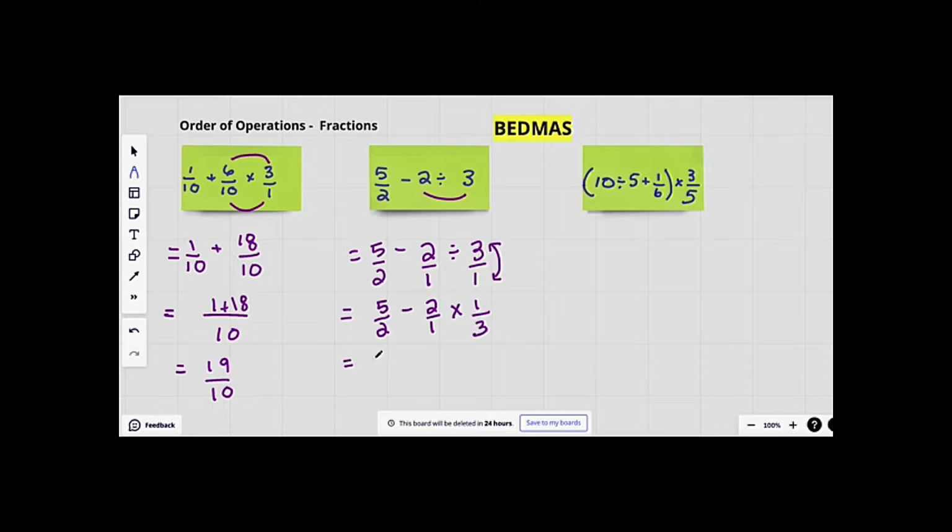So we go to the next step. We can now multiply the 2 times the 1 and the 1 times the 3, which becomes 2/3. Perfect. Now we continue with our subtraction, and we notice this time that our denominators are not the same. In order to get the denominators the same, we want to find a common denominator. What is a number that we can see in the 2 times table and in the 3 times table? It is 6, since 2 times 3 is 6 and 3 times 2 is 6.